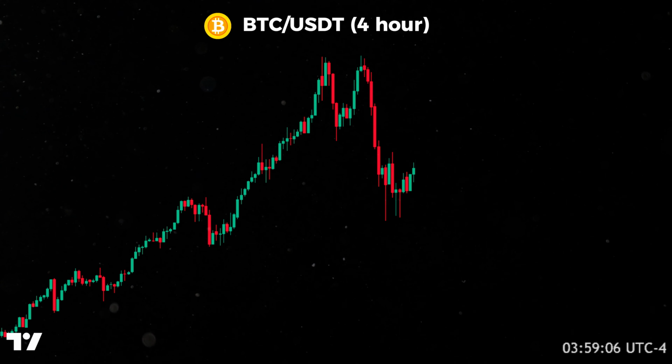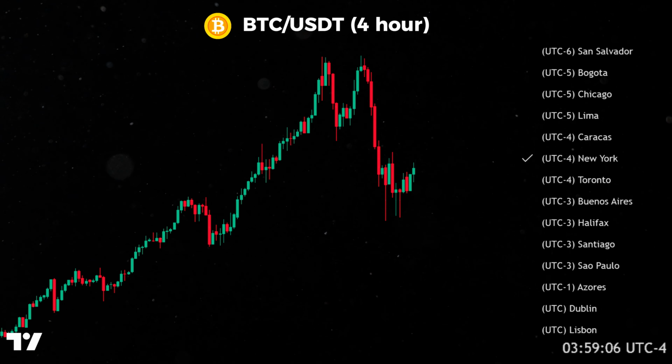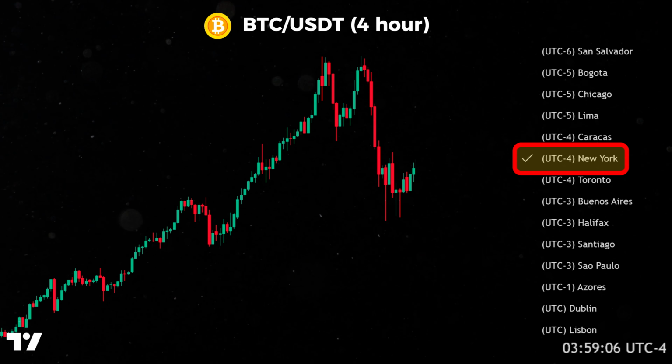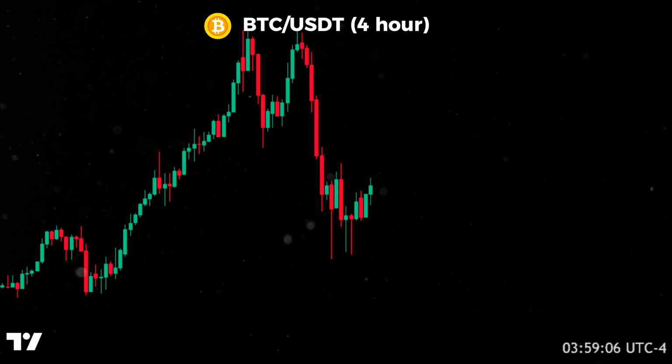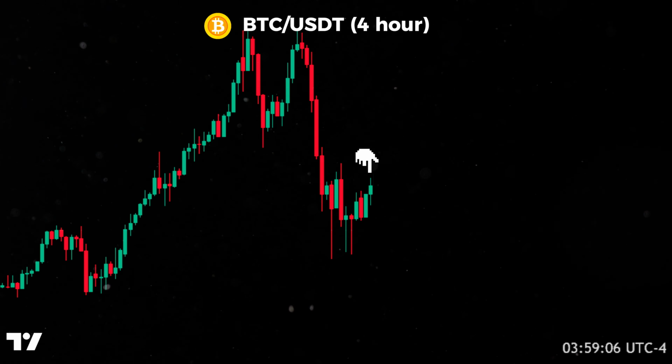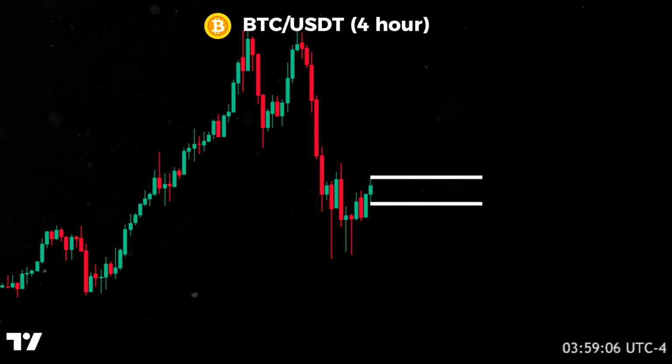Okay, let's look at a live example. First thing is the 4-hour time frame, and I'm checking that the time zone is set to New York time. You can see it right here in the bottom right corner. Good. Now I'm finding the first 4-hour candle that formed today. This one right here, and importantly, it's fully closed. So now I can mark the high and the low and extend both lines across the rest of the day. That's our range. Step 1 done.